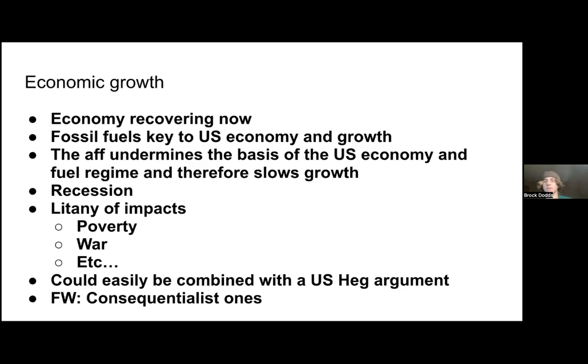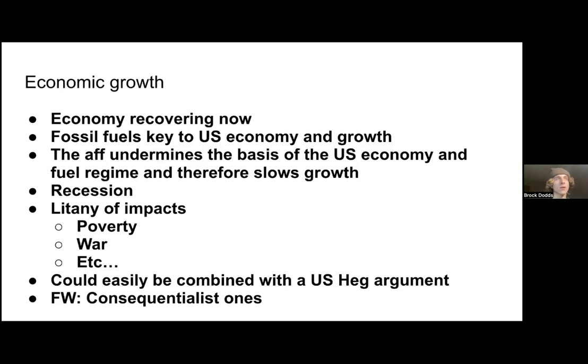Another key negative argument is going to be one of the most stock arguments on any environmental topic, which is just going to be that the AF harms economic growth. Probably going to include some sort of uniqueness about how the economy is recovering now. And they're going to explain that the fossil fuels are key to the U.S. economy and growth, which is pretty true. I think it's pretty hard for most affirmatives to undermine this idea because the U.S. economy is by and large built on fossil fuels and fossil fuel consumption. So I think it's pretty hard to disprove this link.